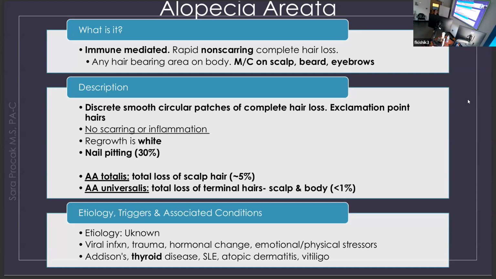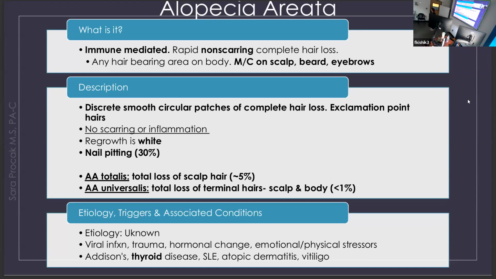All right. So, associated autoimmune diseases. So Addison, thyroid disease, SLE, atopic derm, and vitiligo can all happen concomitantly with this. And if it does, as a prognostic feature, about 10 to 25% of individuals will have another underlying autoimmune condition.